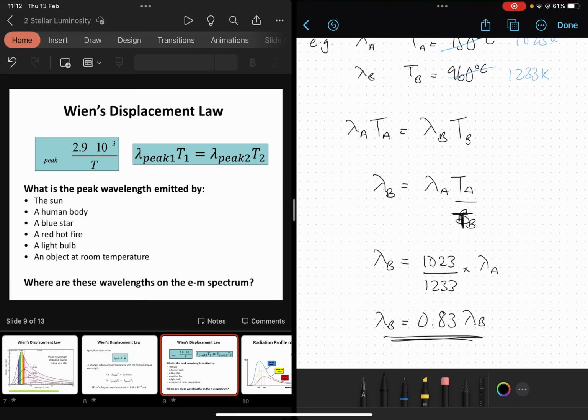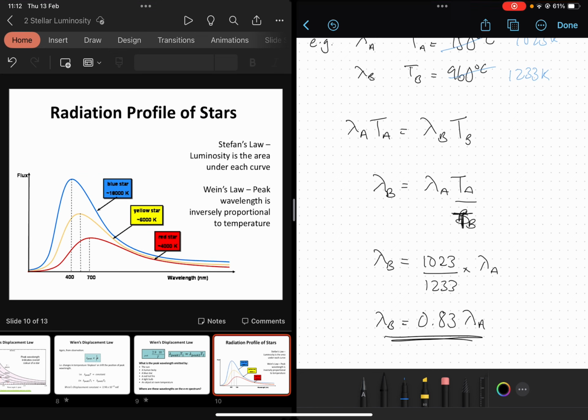Lambda B, if you solve that, is 0.83 lambda A. Okay, so the peak wavelength, and again, let's be clear on what we mean by lambda in this case. It's the peak wavelength emitted by star B is 0.83 times the wavelength of light emitted by star A. Okay, so therefore, when we're looking at different stars, we get the same characteristic profile. Okay, that distribution of wavelengths, but as the star is hotter, the peak is shifted to lower wavelengths.